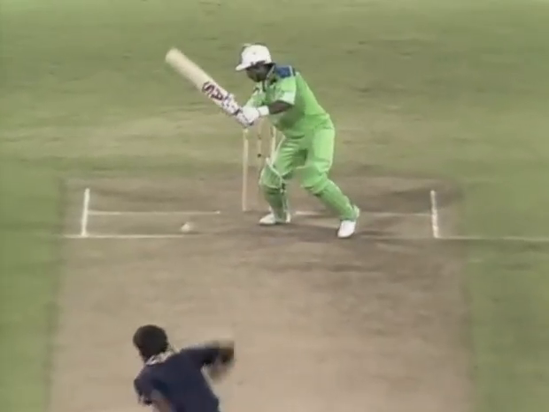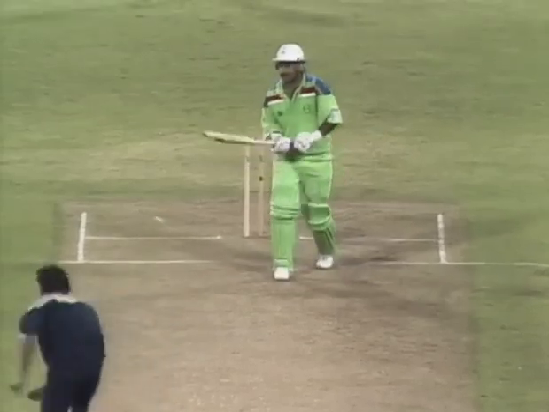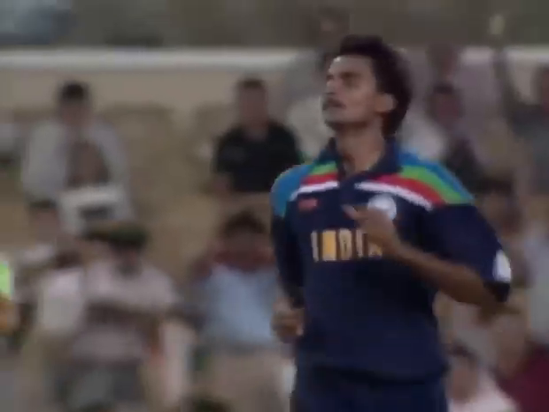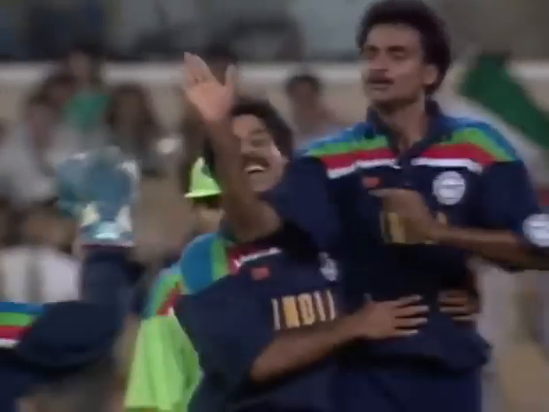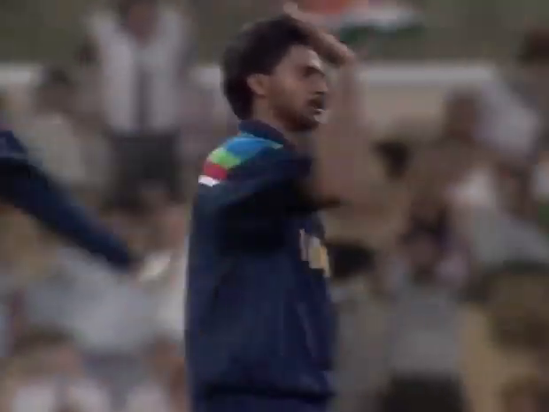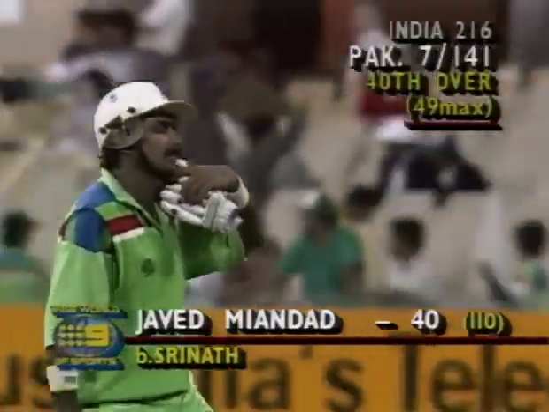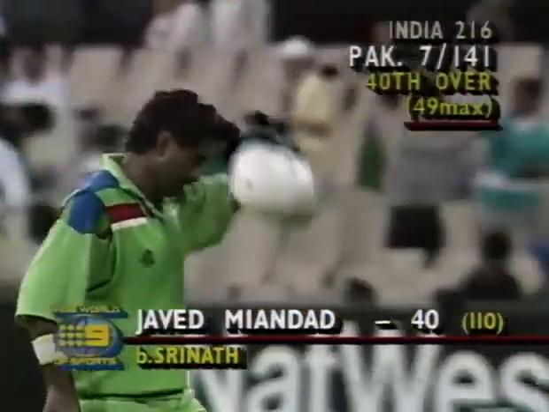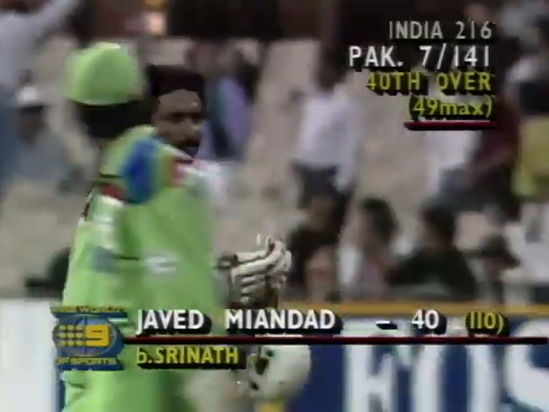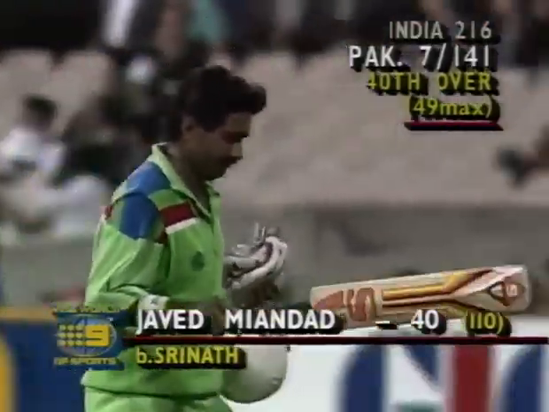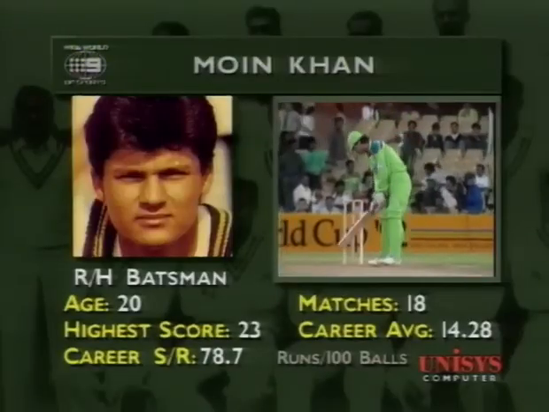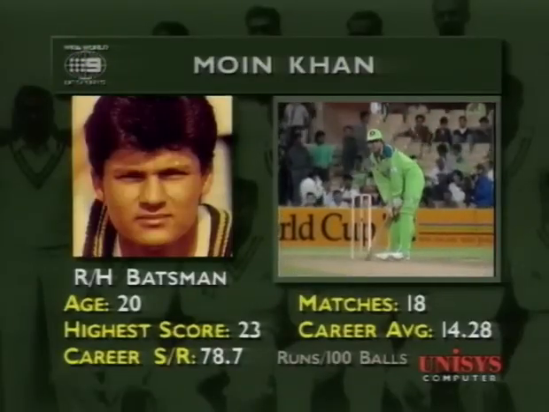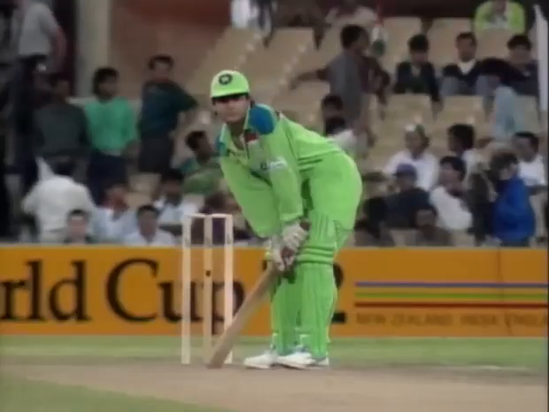Yes, a little in-swinging yorker from Srinath. He's very happy about it, and so he should be. That was the last nail in the coffin for Pakistan. He was the man they needed out, Javed Miandad, for 40 off 110 balls. Pakistan now 7 for 141. The new batsman is Moin Khan. He's on strike at the moment, just 20 years of age.